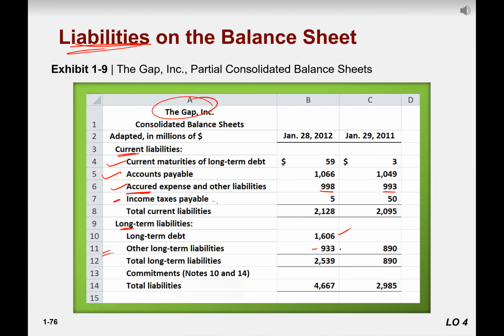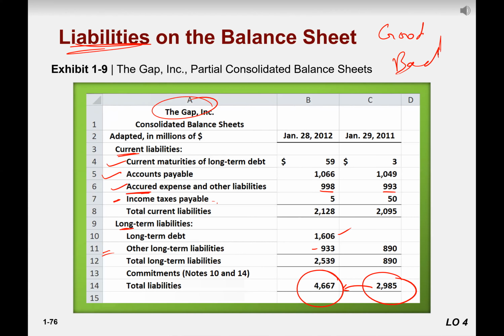Now, you tell me, liabilities has increased from approximately 3,000 to 4,667. It's good or bad? I think it's good. You think it's good? Yeah. Why? Because if you see the year 2011, liability is not good. No, it's not good. You said it's bad. Yeah, it's bad. Okay. Why bad?